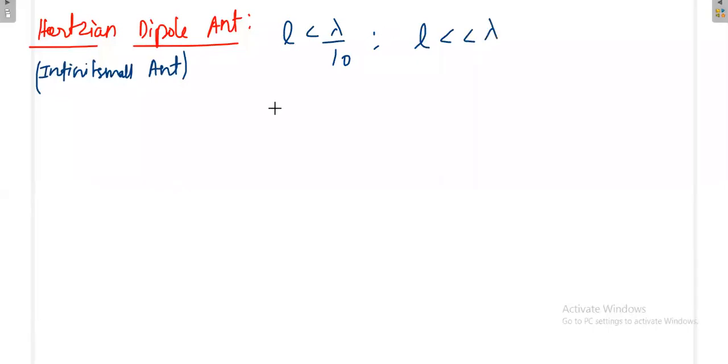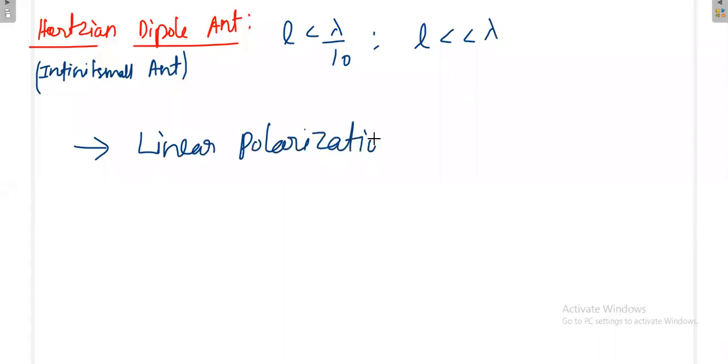And what is the polarization of this Hertzian dipole? Generally the polarization is linear polarization. I will tell you why. Once you place your antenna like this, it will produce the wave like this. The electric field will be like this, then the magnetic field may be in the upward direction. Once I place the antenna like this, my electric field may go up and my magnetic field may go down.